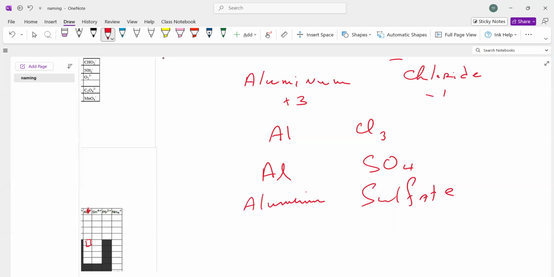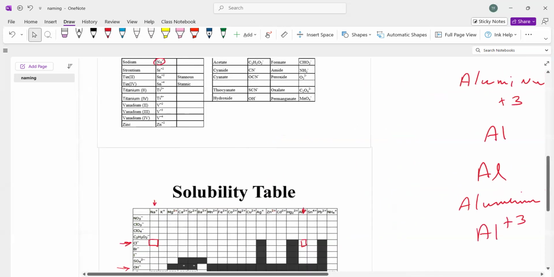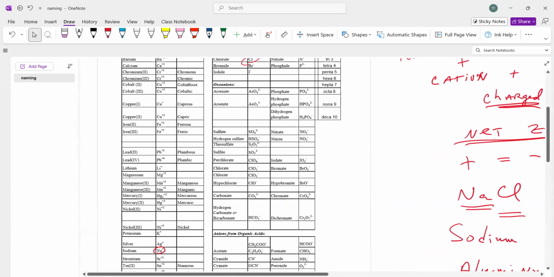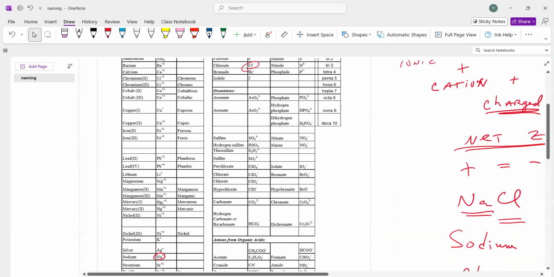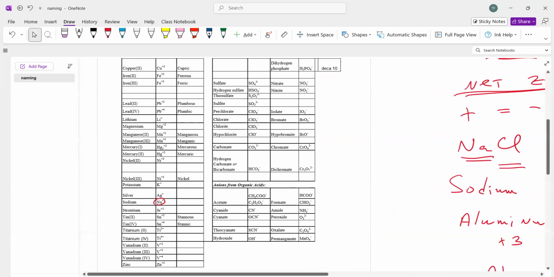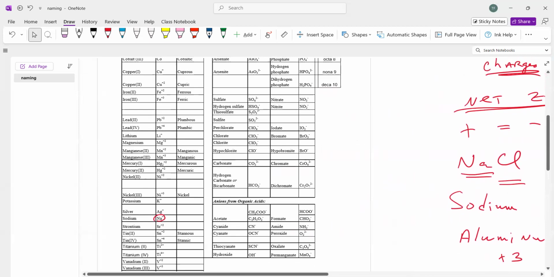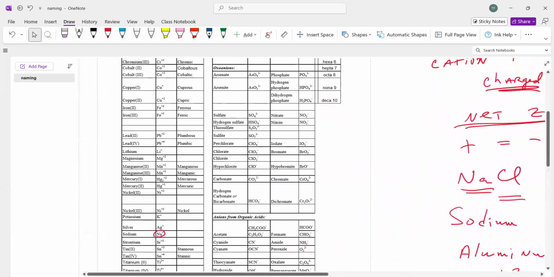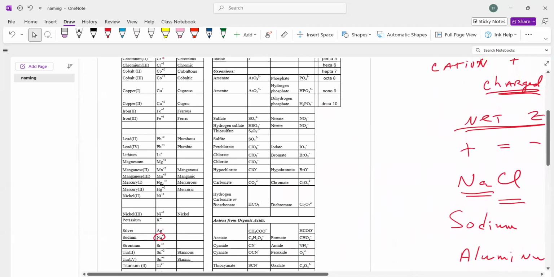Okay, so aluminum sulfate, is AlSO4 the correct formula? We have to look up the charges to determine that. So Al, again, is Al plus 3. And sulfate, you look on the chart on the far right, about halfway down, on the left, right here. So its charge is -2.